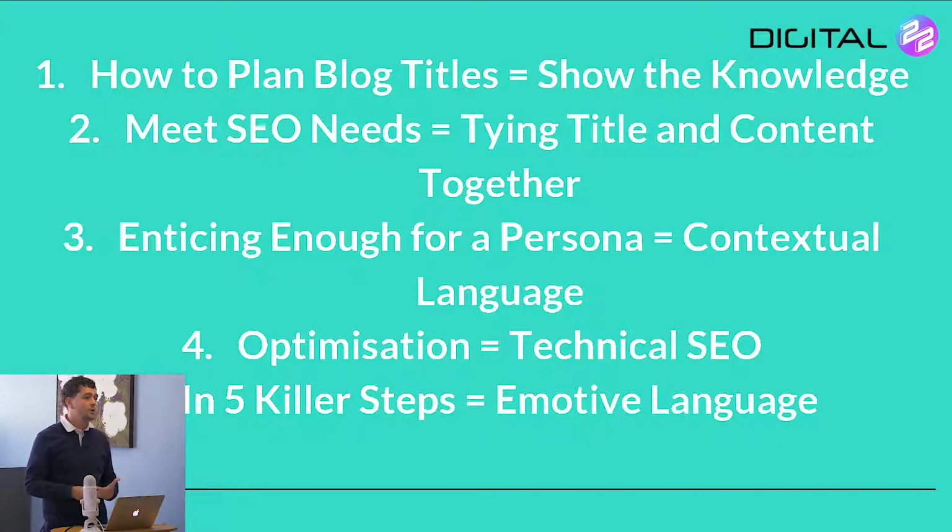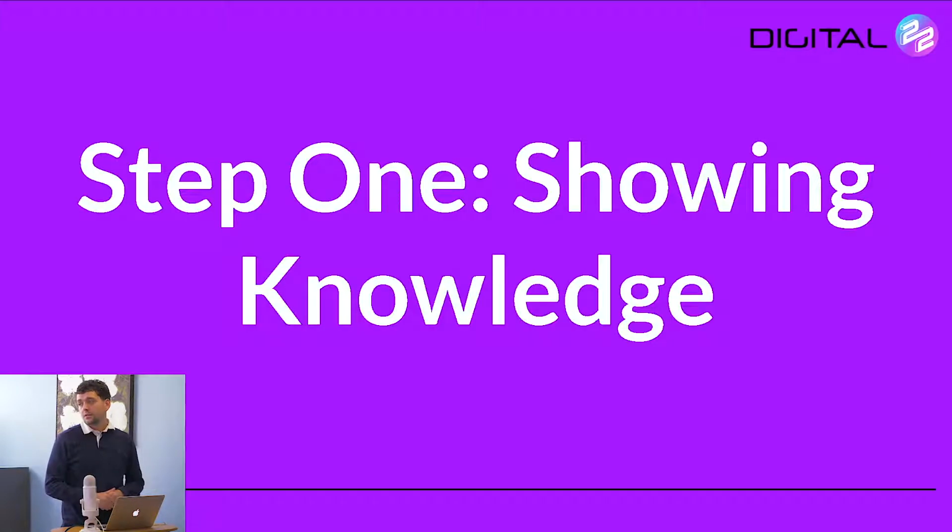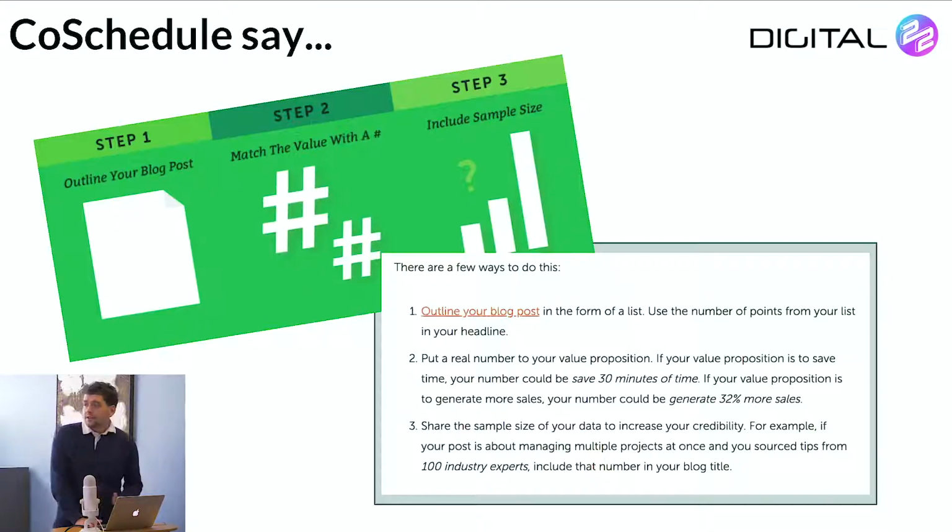Google's obviously changing the SERP a lot, though it's settled down the past few months, but whenever you're planning a title, all you can do is plan for what Google's asking you to do at the moment. And then in 5 killer steps means emotive language, so back to semantics and using interesting language for your persona. So step 1. Showing knowledge.